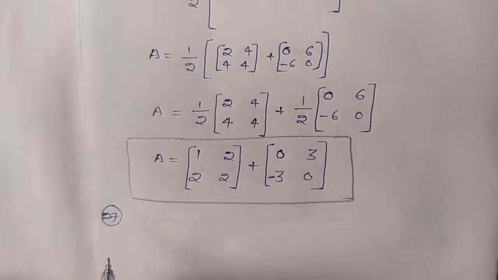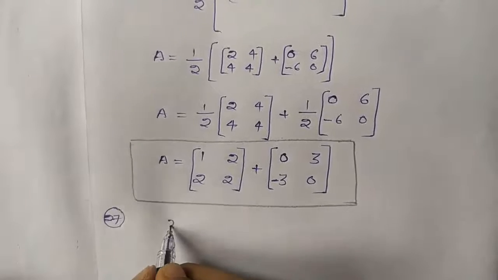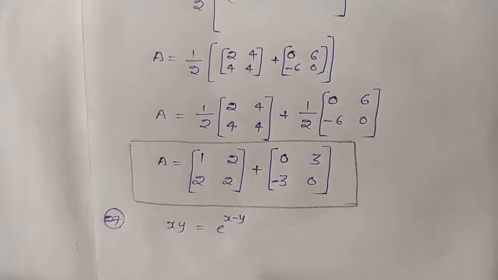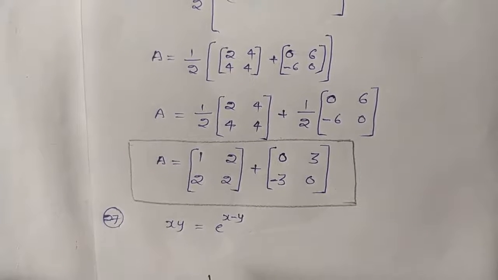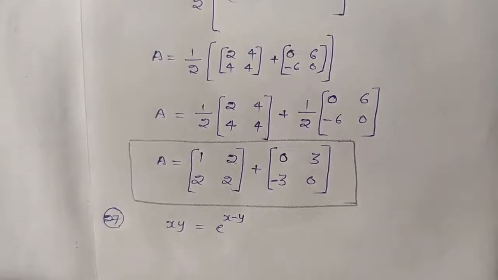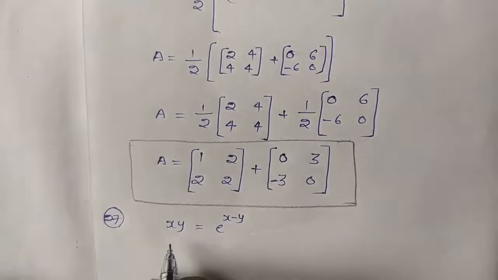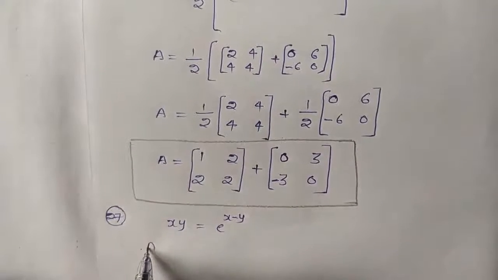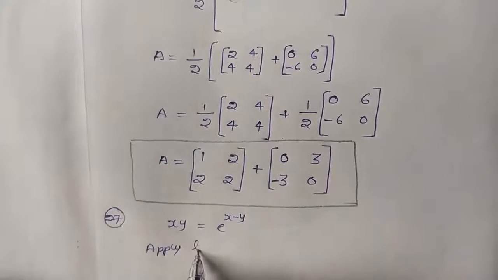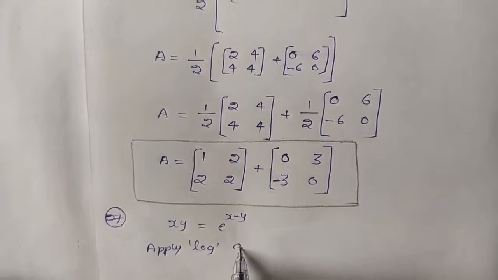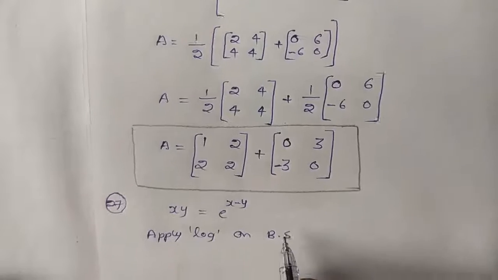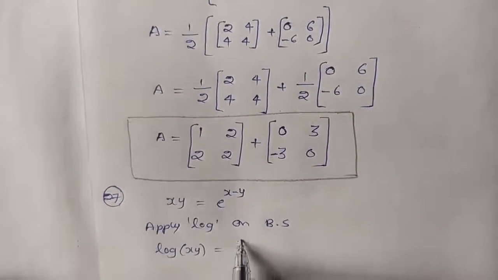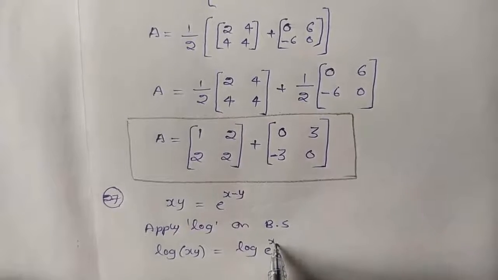See the 27th question. If xy equals e power x minus y, then prove that dy by dx equals y into x minus 1 by x into y plus 1. So before that, let us apply log on both the sides. Then log of xy equals log of e power x minus y.